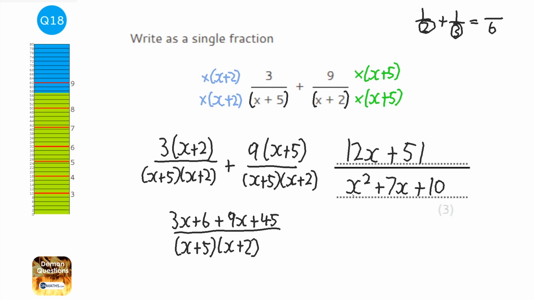Now in the exam it doesn't always need you to expand. I could have left the bottom with brackets around it, unless it explicitly tells you to. So I think on the website for this question it asks you to expand all the brackets. So if the question asks you to, you do have to.